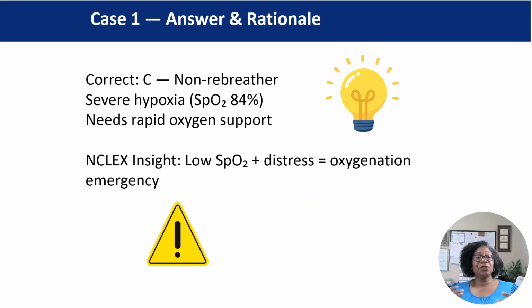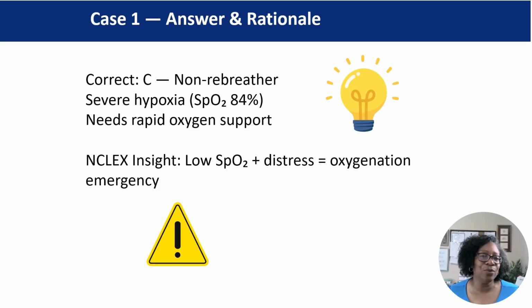Okay, so the answer is C. You want to apply a non-rebreather mask, and you're like, okay, well, why? Understand the patient is experiencing severe hypoxia. Remember, their oxygen saturation was 84%. They were tachypneic and restless, so they are exhibiting oxygenation failure, and they're going to need rapid oxygen delivery. Think about it. One of the responses was encourage deep breathing. That's not going to work with the oxygenation. It's too slow. The patient is severely hypoxic.